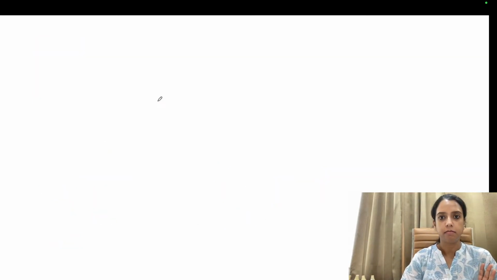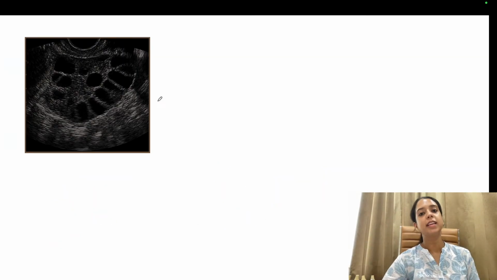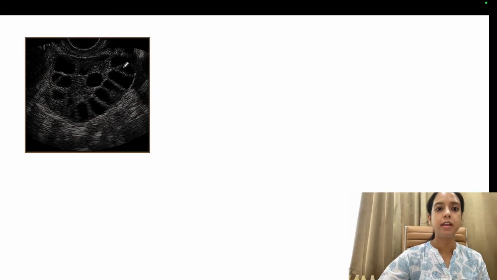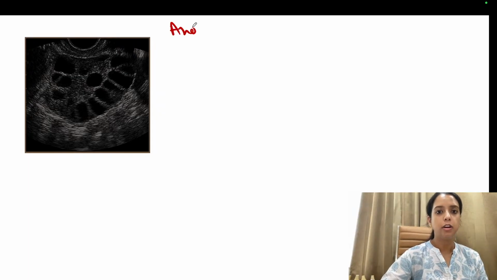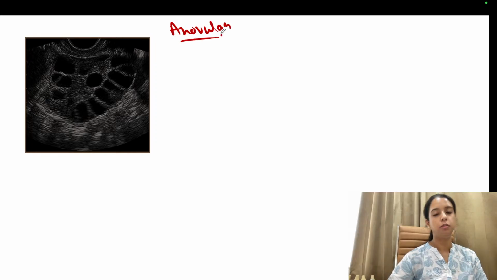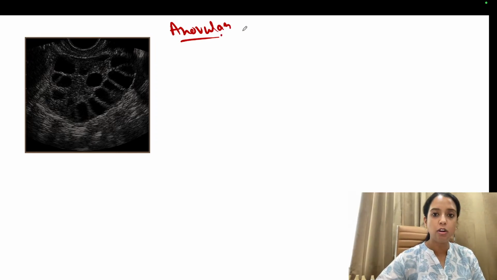Imperforate hymen. Okay? Now secondary amenorrhea. The most common cause of secondary amenorrhea, anovulation. Anovulation is the most common cause of secondary amenorrhea. What is the most common cause of anovulation?